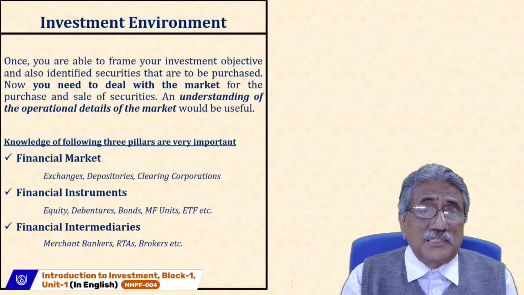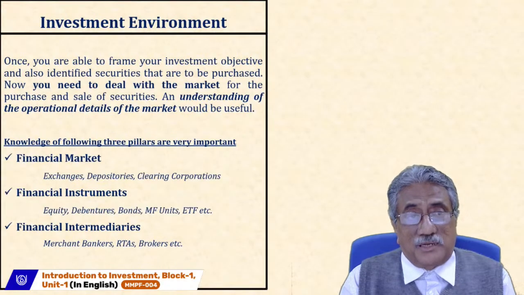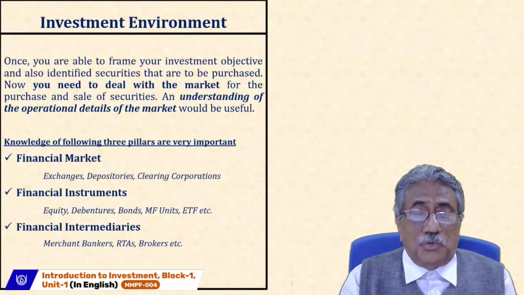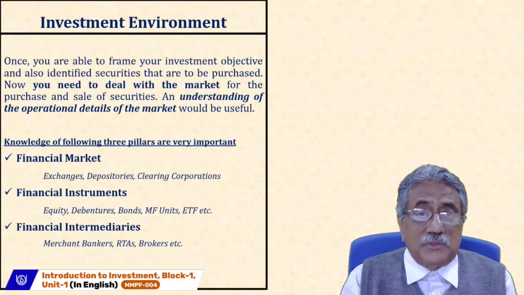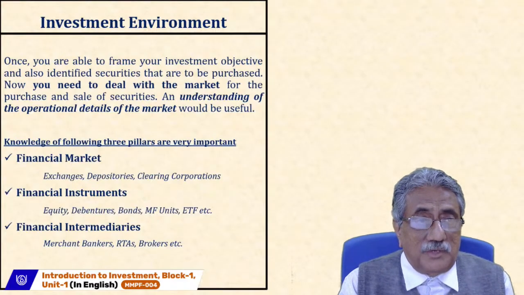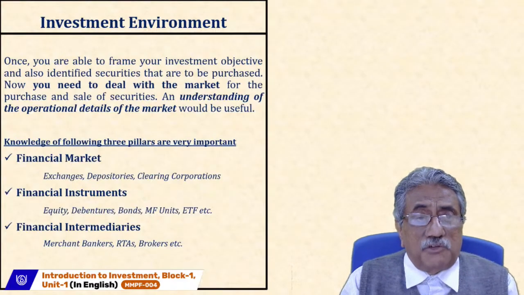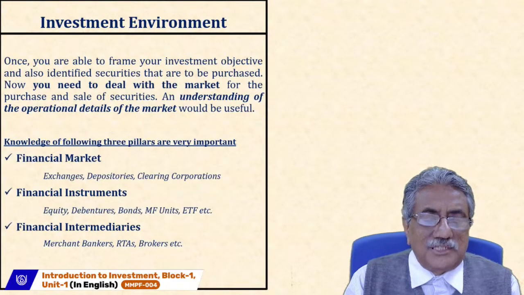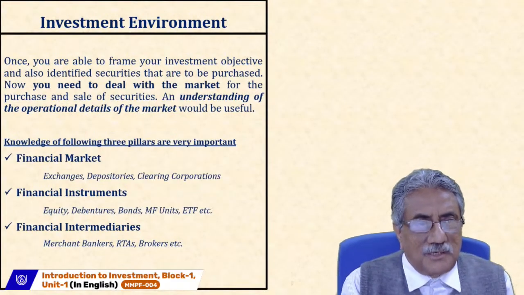But the main thing happens now. Ultimately, you have to purchase and sell securities in the market. So you have to have knowledge of the market. You need to have detailed operating knowledge about the market: who are the participants, who are the infrastructure providers, etc. So knowledge of the following three pillars is very important. We will study these things in detail later on. I'll just touch upon this.